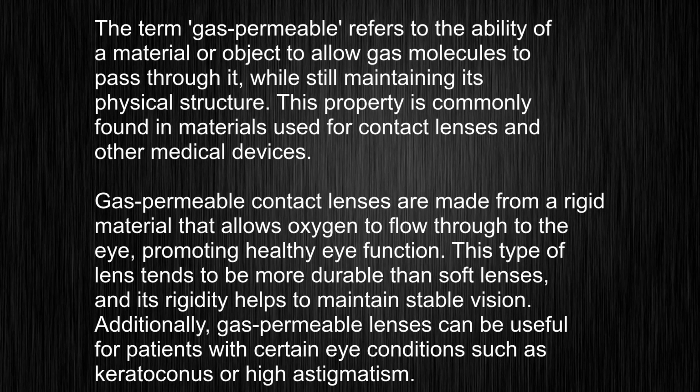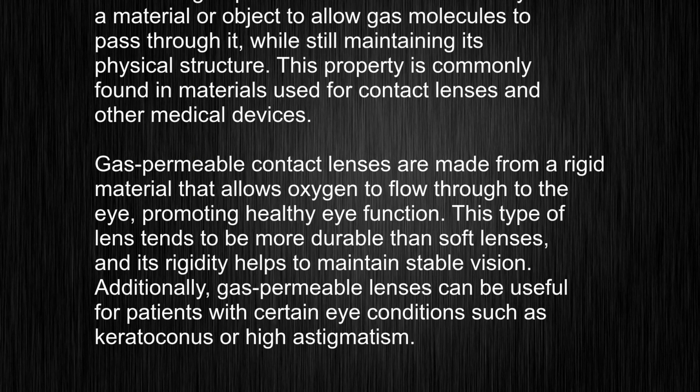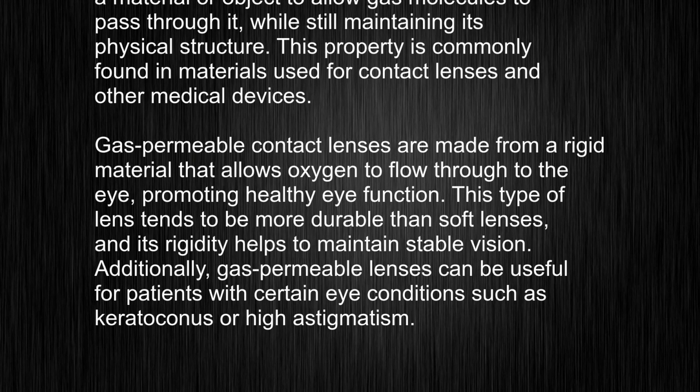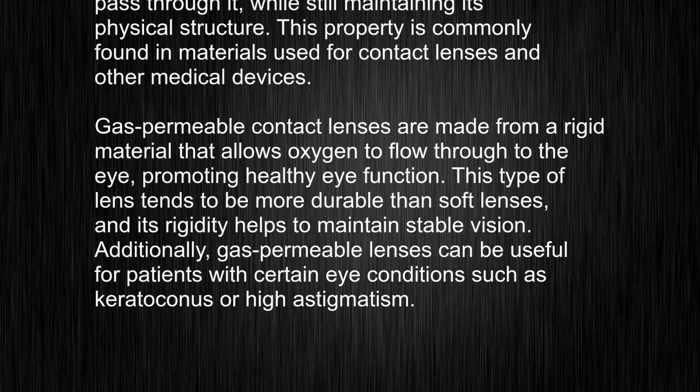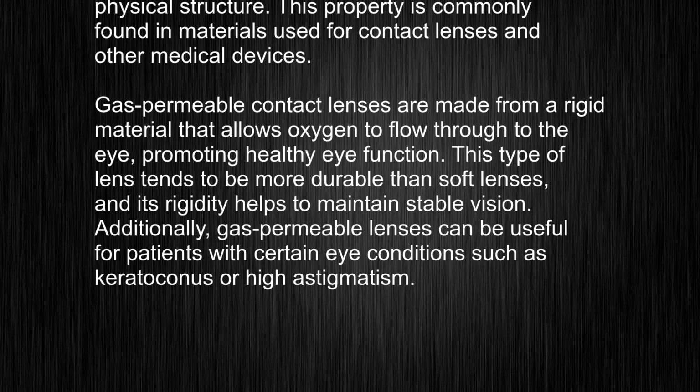Gas-permeable contact lenses are made from a rigid material that allows oxygen to flow through to the eye, promoting healthy eye function. This type of lens tends to be more durable than soft lenses, and its rigidity helps to maintain stable vision. Additionally, gas-permeable lenses can be useful for patients with certain eye conditions such as keratoconus or high astigmatism.